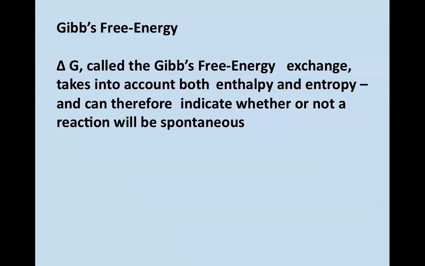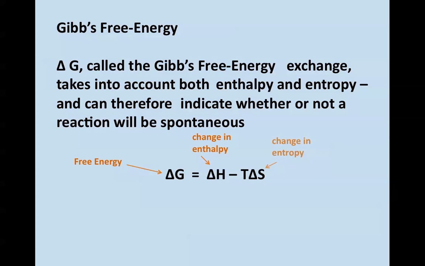This takes into account both enthalpy and entropy, and also temperature and its role in spontaneous reactions. And basically allows us to indicate whether or not a reaction will be spontaneous. Remember, spontaneous means it's going to happen on its own without us forcing any conditions upon it. So delta G is our free energy. Delta H is our change in enthalpy or energy. We have our change in entropy, and then we also have our temperature in Kelvin.